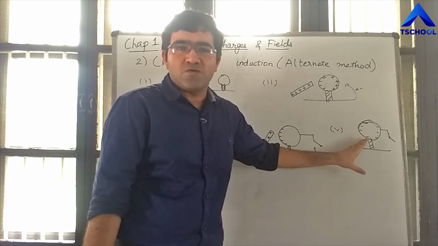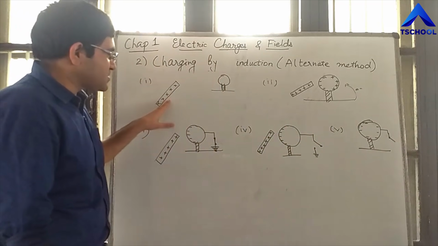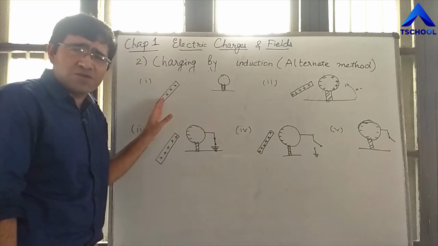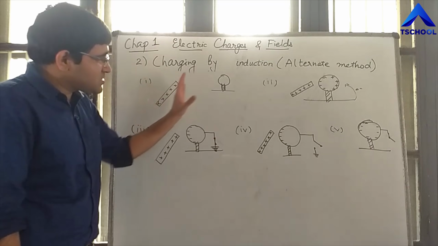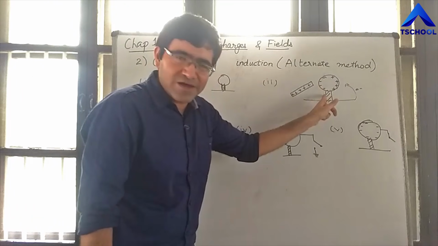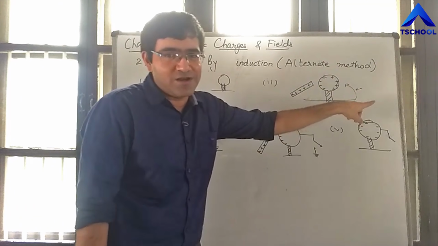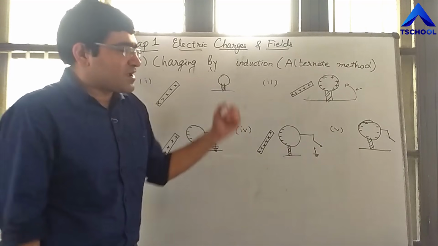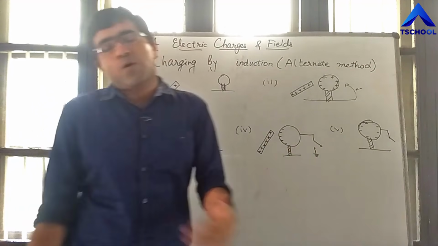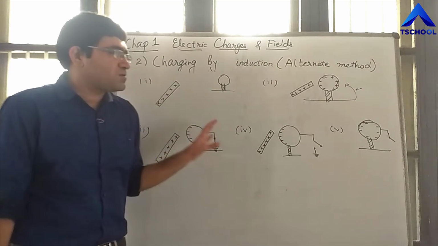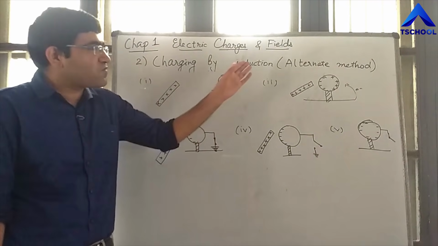Instead of this, suppose we had started with an object which was negative to begin with. Then what would happen is that when we bring this close, the positive charge would stay here on the left and negative on the right. Everything would be reversed. And finally here you'd get a positive charge on that sphere, not negative. So that's what we have about this method of induction.